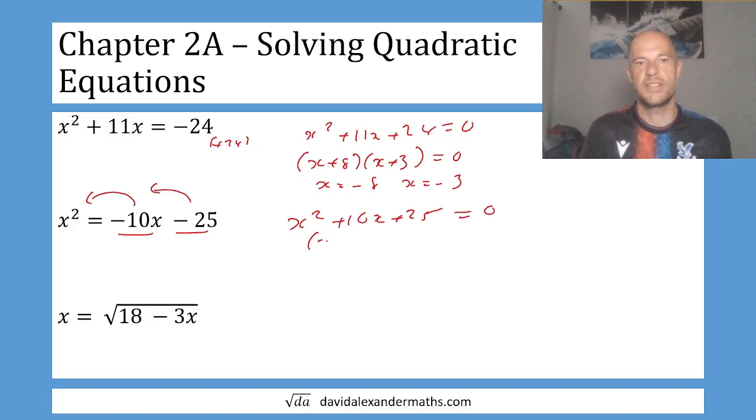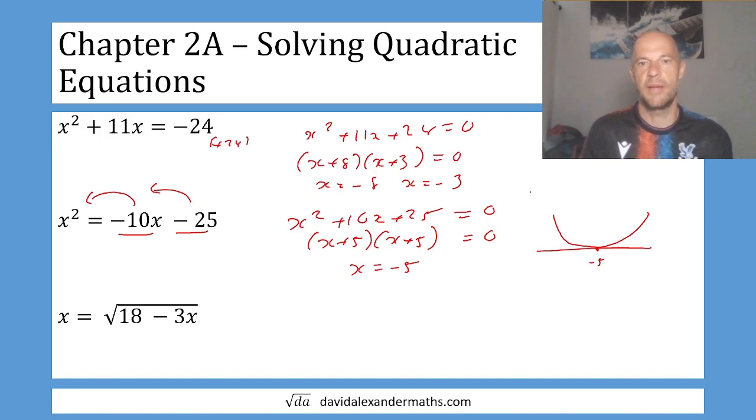So that will factorise to x plus 5, x plus 5 equals 0. So here we just get one solution, which is negative 5. And what that means when we're only getting one solution is if we were to graph it, the graph will just touch at negative 5, whereas when we're getting two solutions, that's going to cut through the axis at negative 3 and negative 8.